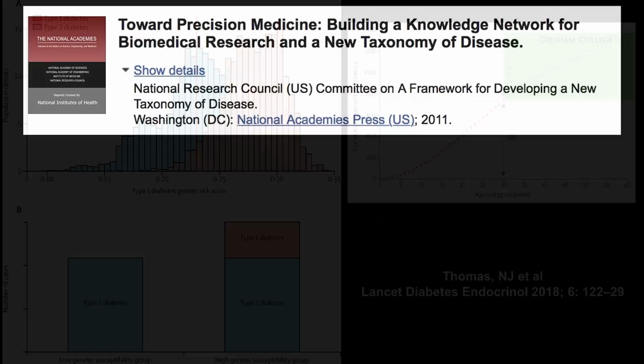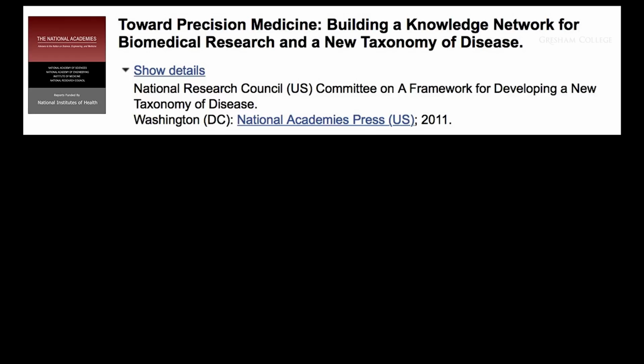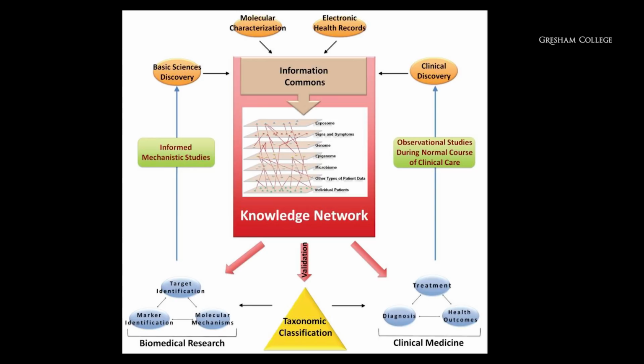Now, I wanted to emphasize the complexity because putting all of this stuff together is quite hard. You've got a growing number of subdivisions of diagnosis and a growing number of subdivisions of both genotype and phenotype. And a variety of international organizations, such as the National Academies in the US, is just one example, have built structures which they call knowledge networks to pull all this together in order to identify and reclassify all these taxonomies. Because we've got to find some means of talking to each other about these ever more complex diagnoses.